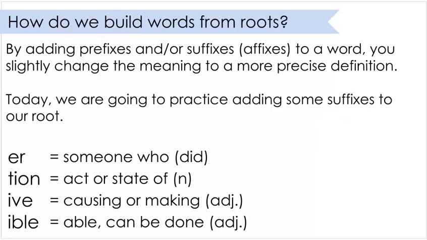As a quick review at the end, I want to remind you that today we were looking at these 4 suffixes. Er, when added to a word, means someone who did, usually a noun. Tion, which means the act or state of, also a noun. Sometimes it's ion. Ive is causing or making, creates an adjective, and ible means able or can be done, also creating an adjective.